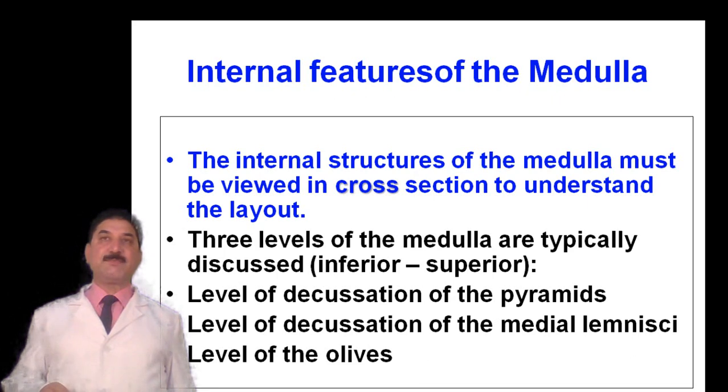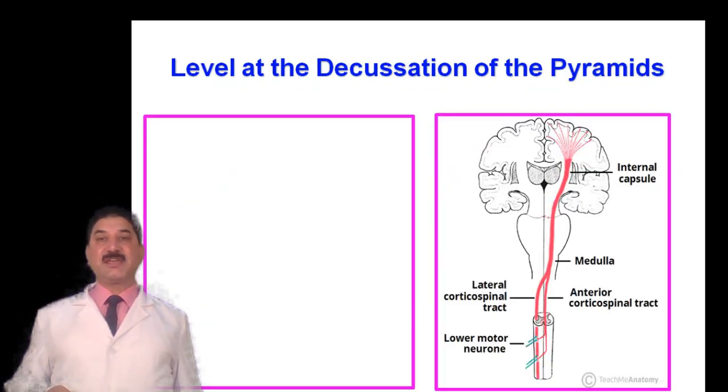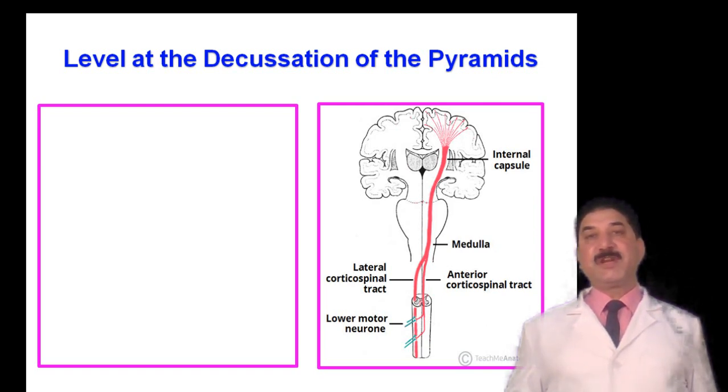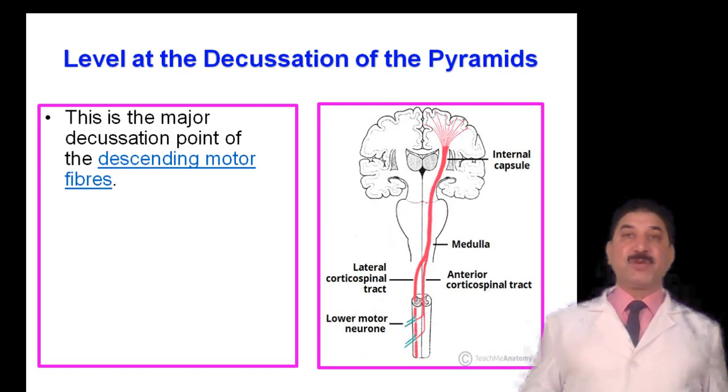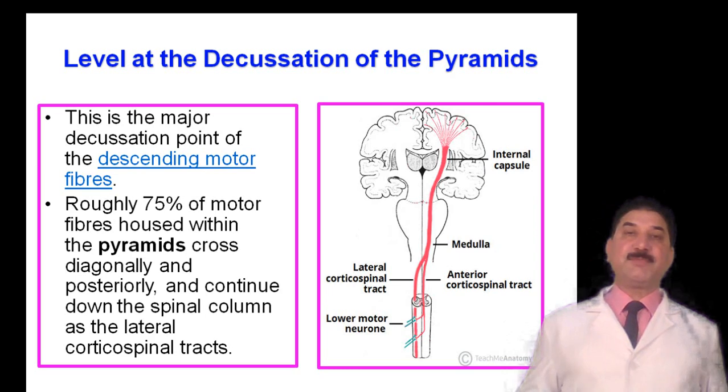To see the internal features of the medulla oblongata, we can take sections at different levels. Sections can be taken at the level of the pyramids, at the level of the medial lemnisci, or at the level of the olives. In this session, we are going to discuss the section at the level of the pyramids and the section at the level of the medial lemnisci. Let us first go to the section at the level of pyramidal decussation. As already said, this is the major decussation point of the descending motor fibers.